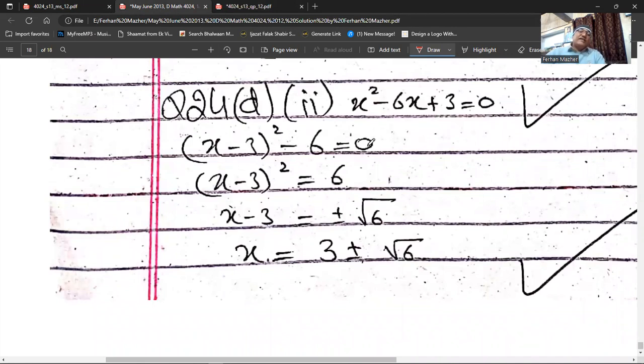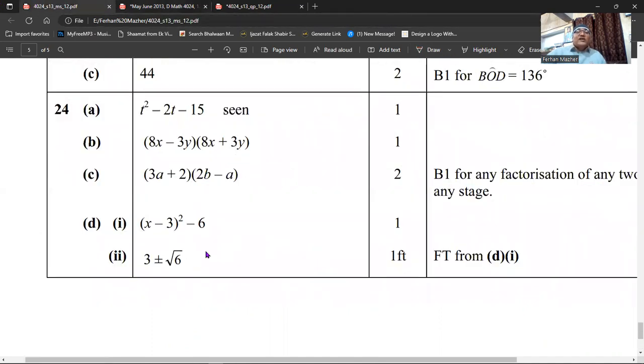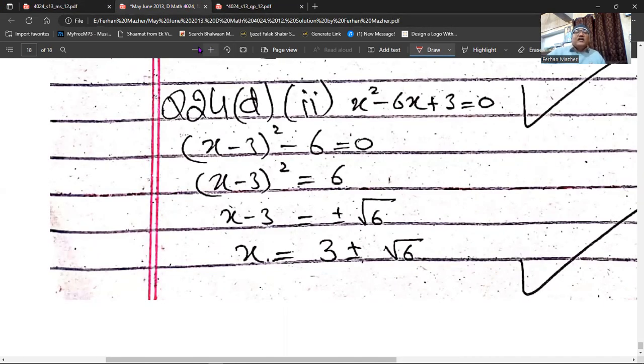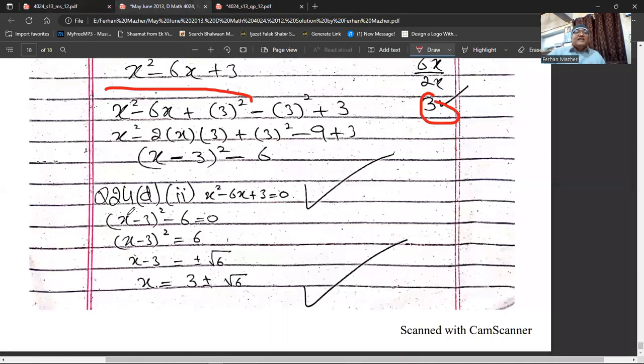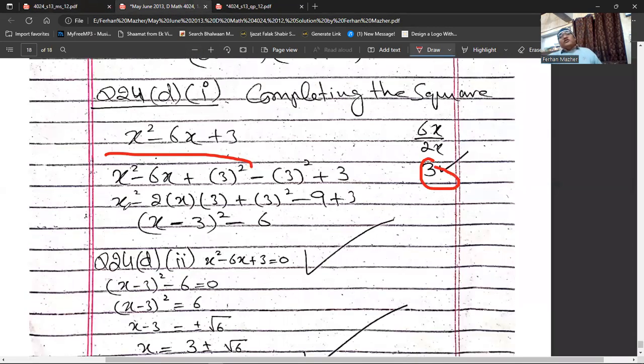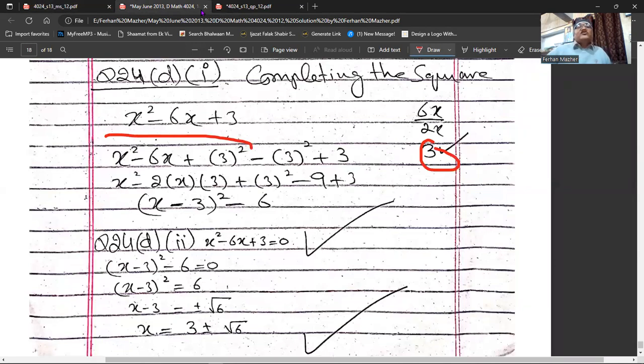Take this minus 6 to the other side. So you will have x minus 3 whole square equals to 6. I will take the square root on both the sides. So here you will have x minus 3 equals to plus minus under root 6. This minus 3 will go to the other side. So you will have x equals to 3 plus minus under root 6. 3 plus minus under root 6 is the right answer. And I hope you understand this is the solution of question number 24D and its second part.